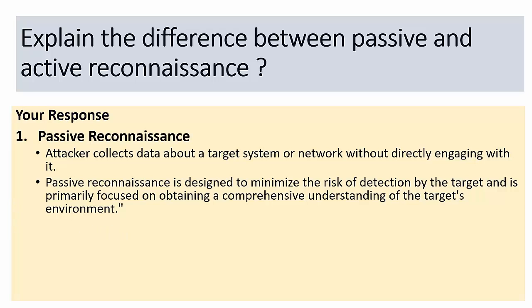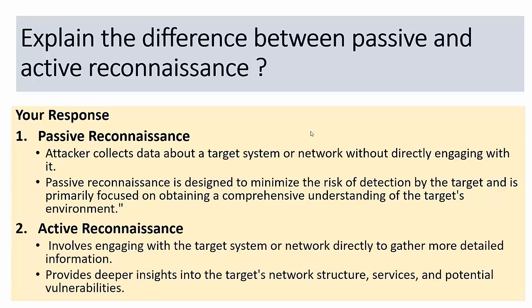Once he is done with passive and gets some information, then he goes for active reconnaissance. Active reconnaissance is all about directly engaging with the target. For example, I will send some ping packets. As a pen tester, I may call the HR and ask for details about an employee. So there is a chance of getting detected.